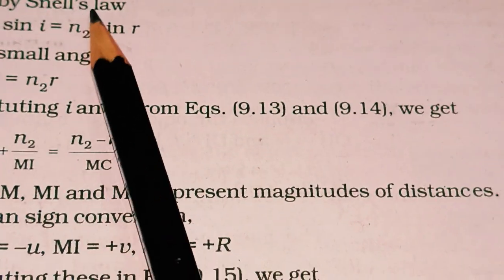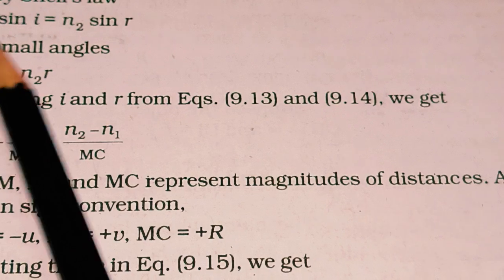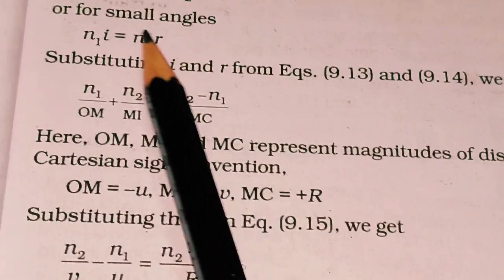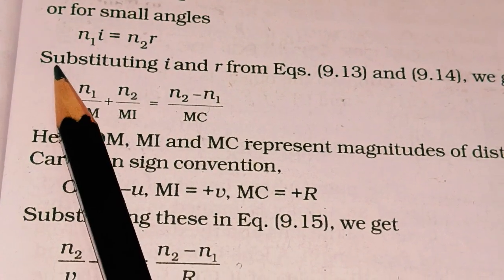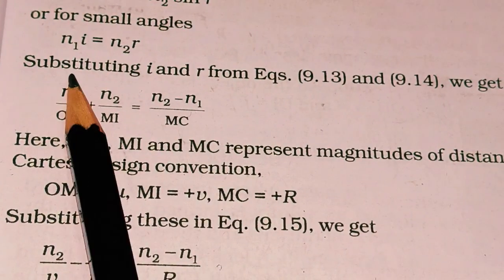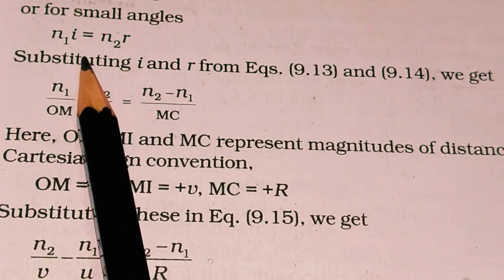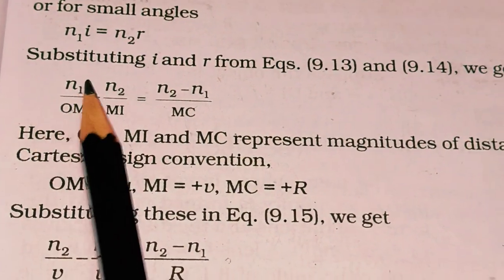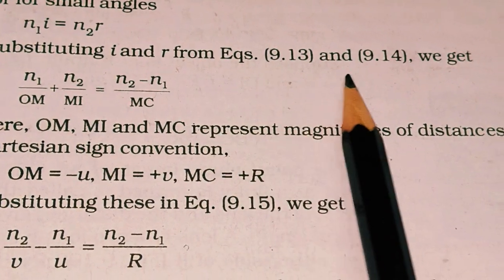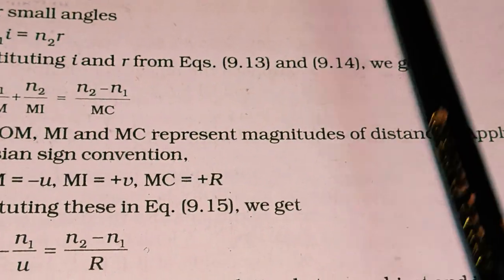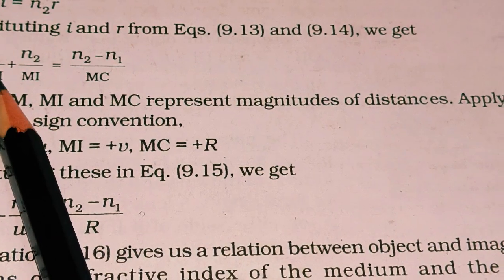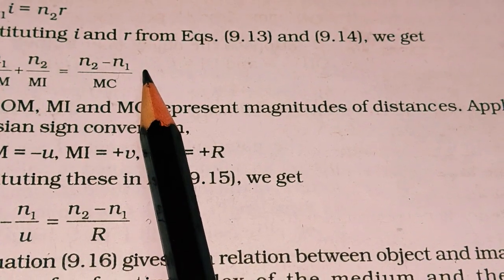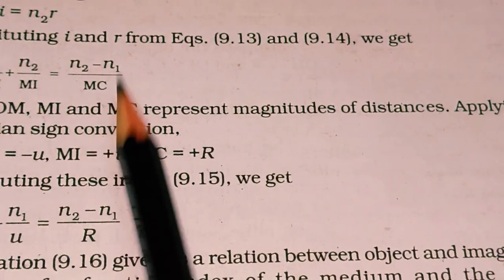By Snell's law, n1 sin i is equal to n2 sin r, or for a small angle, n1 i is equal to n2 r. Substituting i and r from equations 9.13 and 9.14, we get n1 upon OM plus n2 upon MI equal to n2 minus n1 upon MC. This is also an equation.